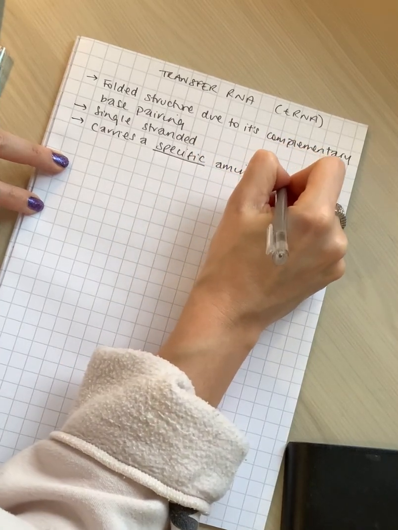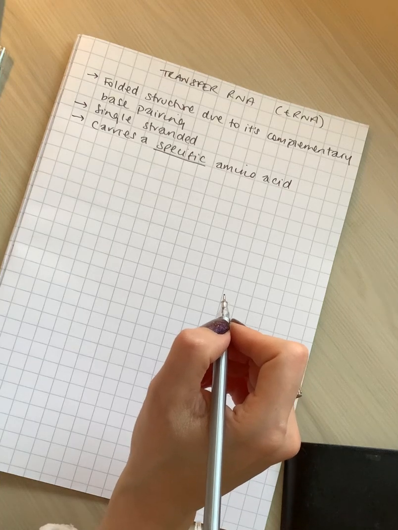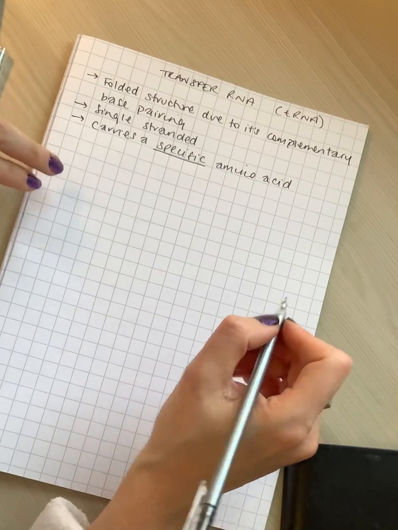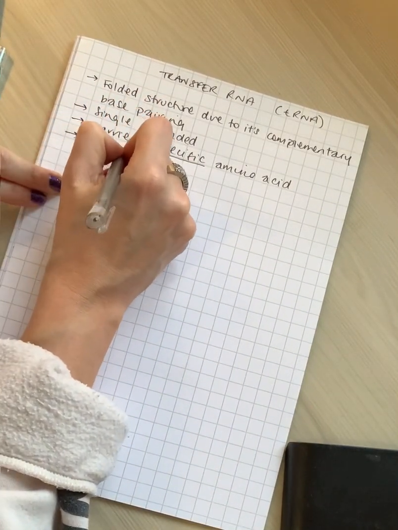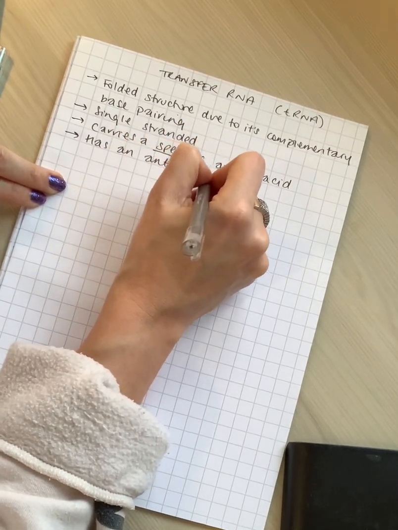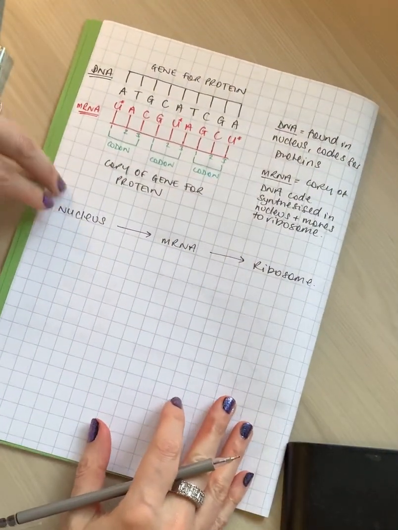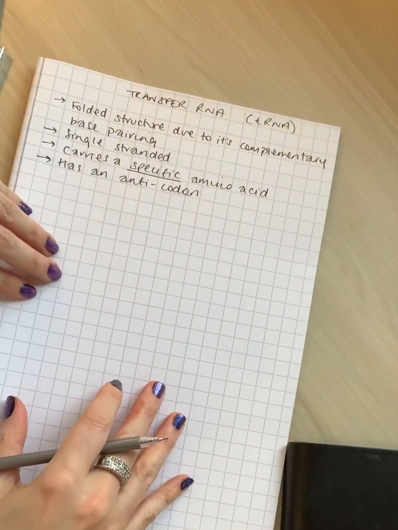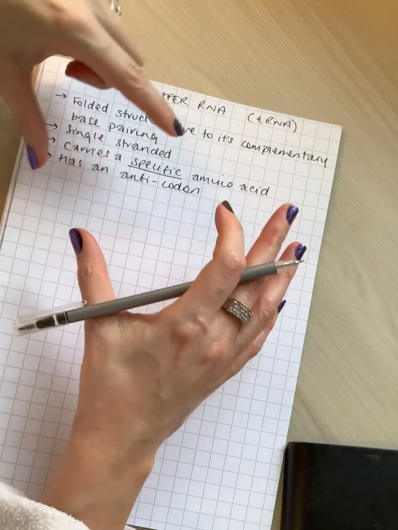So there's different types of transfer RNA molecules. Although the structure's all the same, they carry different amino acids, okay? And then it has, at the bottom of it, an anticodon. And remember, when we look at the codons here in messenger RNA, the transfer RNA has an anticodon, and this is where these codons and anticodons are going to bind together.